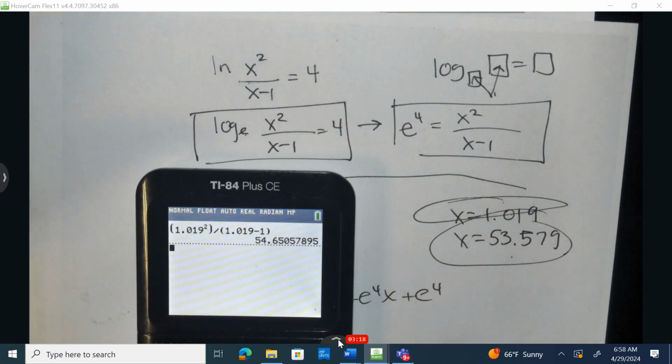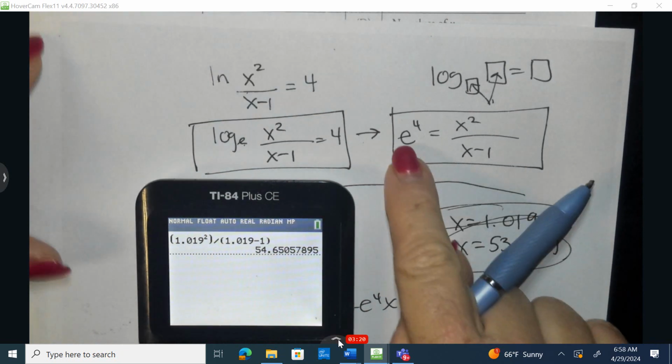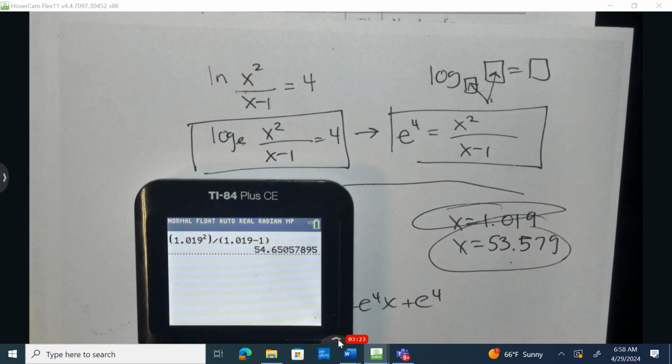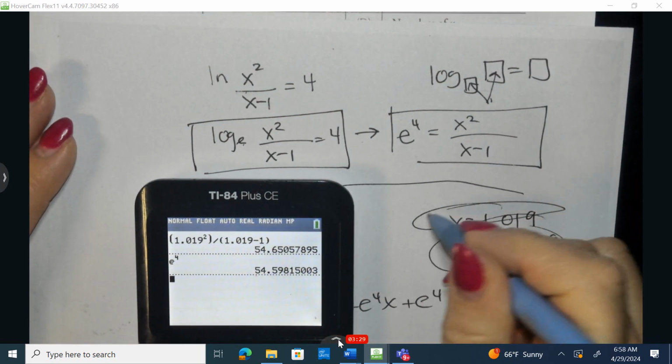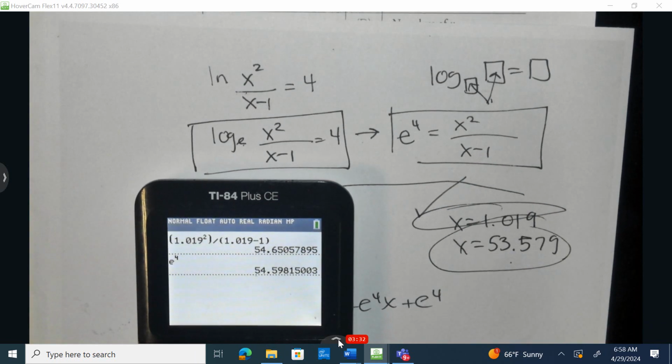Okay, so what is that doing for me? Well, I want to know, is that equivalent to e to the 4th? Let's check. e to the 4th. They're equivalent. So without doing all of this math, but by just writing it in this form, I can check off that this works. Let's try the same with 53.